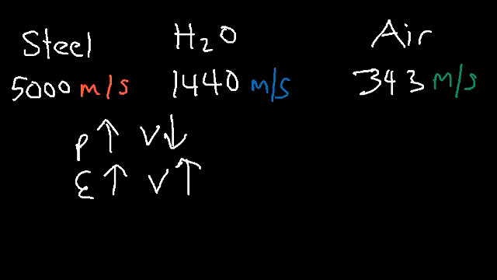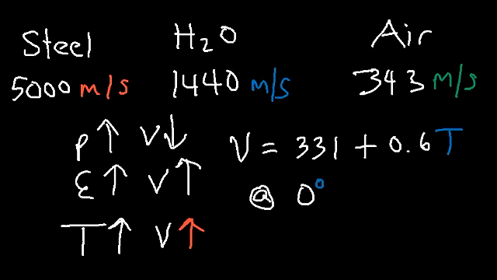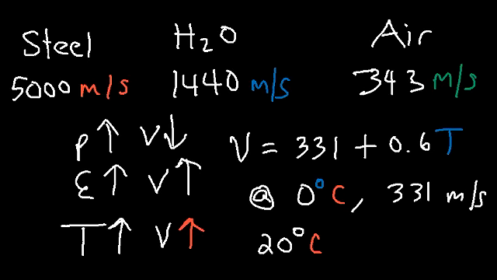The speed of sound in air also depends on temperature. If you increase the temperature, the speed will increase as well. The equation that shows this relationship is v = 331 + 0.6T. So at 0 degrees Celsius, the velocity of sound is about 331 meters per second. But at 20 degrees Celsius, the speed of sound is 343 meters per second.